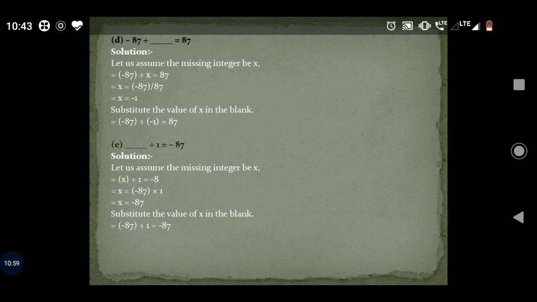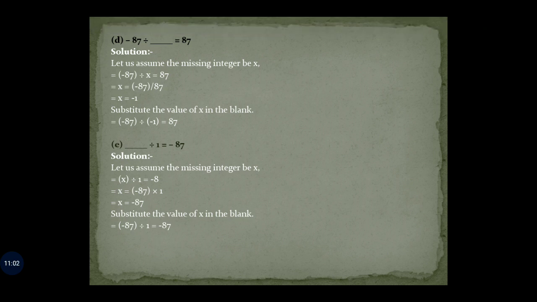Next problem, D1. Minus 87 divided by dash is equal to 87. Solution. Let us assume the missing integer be x. Minus 87 divided by x gives you 87. X is equal to minus 87 divided by 87, where x is equal to minus 1. Substitute the value of x in the blank. Minus 87 divided by minus 1 gives you 87. Both the negative integers are divided here and the negative signs get cancelled.